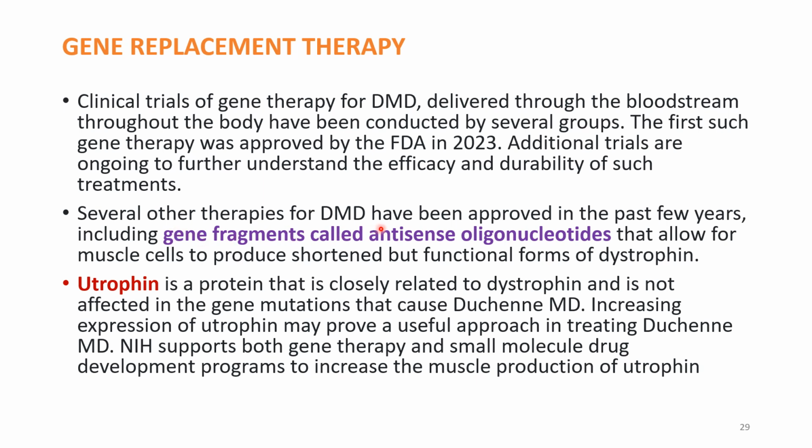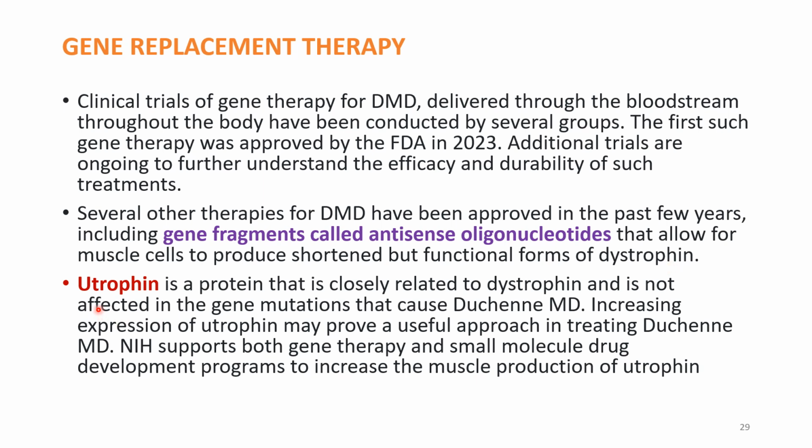Several other therapies for DMD have been approved in the past few years, including gene fragments called antisense oligonucleotides that allow muscle cells to produce shortened but functional forms of dystrophin. So we will replace that particular gene fragment with the antisense oligonucleotide. So this will produce a shortened form of dystrophin, but it's a functional form of dystrophin.